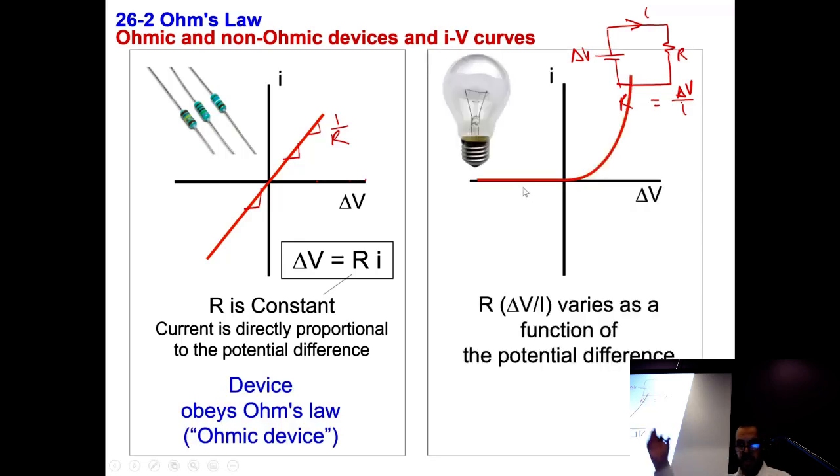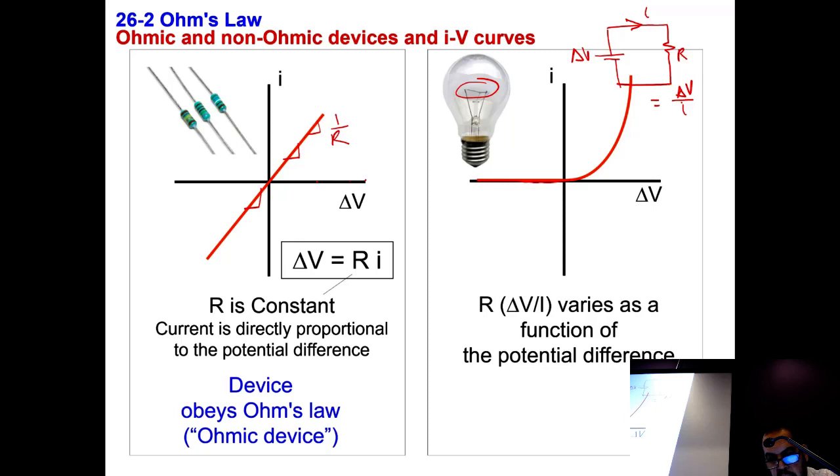However, this device, which is a lamp, is a tungsten lamp. The filament here is made of tungsten. When you connect it to a power supply and you start changing the voltage and measure the current, this is what you get. If you plot the current versus delta V, you don't get a straight line. You get something like this.